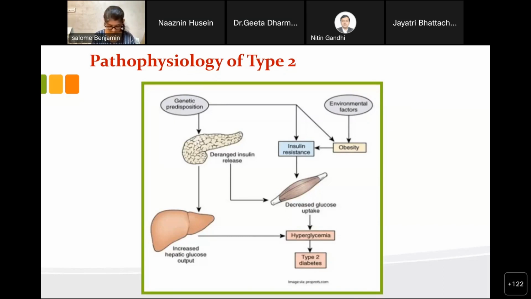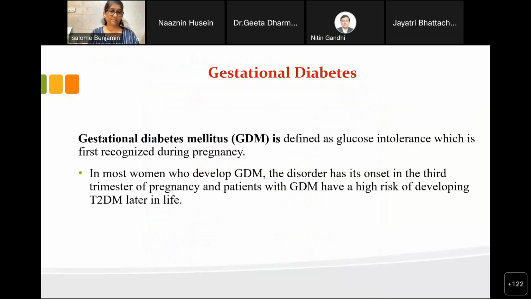So that is a very simple way of looking at these areas, because in type 2 also, when you look at this slide, you'll be able to make out that type 2 is all about insulin resistance, because there is decreased glucose uptake by your muscles, by your energy output, or obesity, and environmental causes cause type 2 diabetes. Next slide. And then we have gestational diabetes. Gestational diabetes is nothing but diabetes which is defined as glucose intolerance detected in pregnancy.